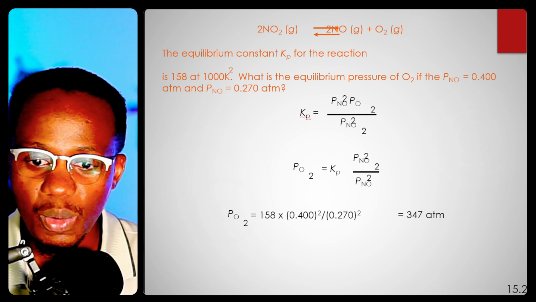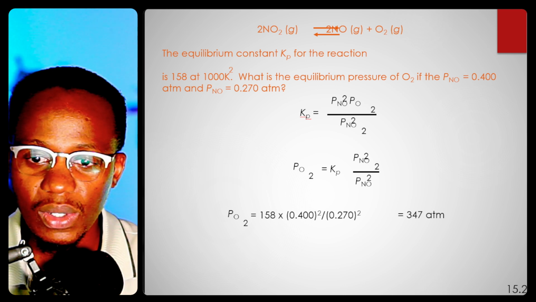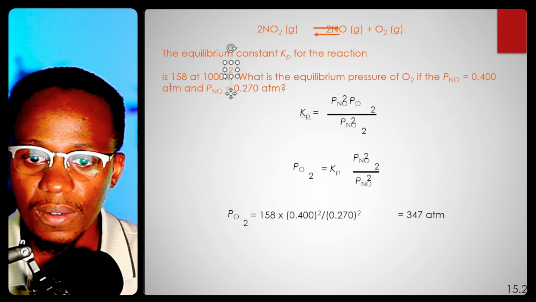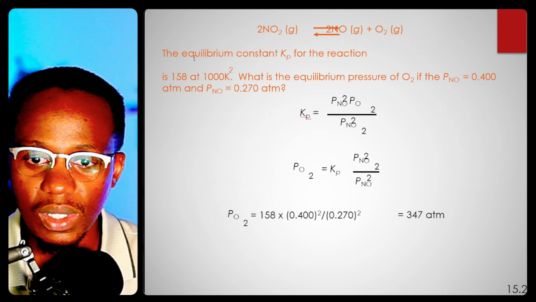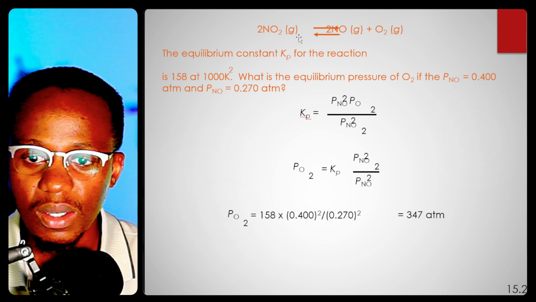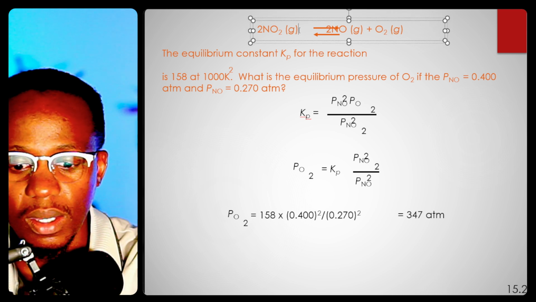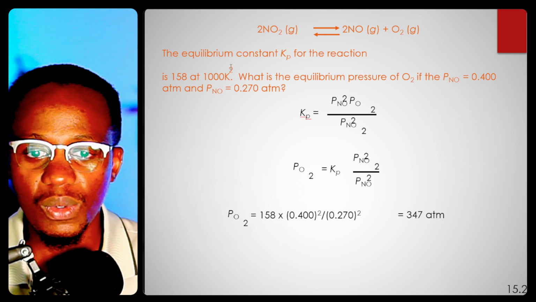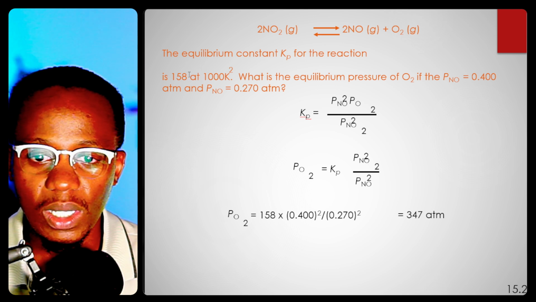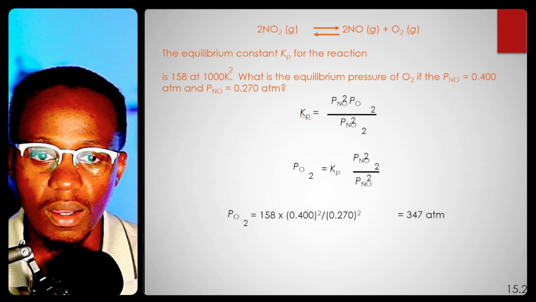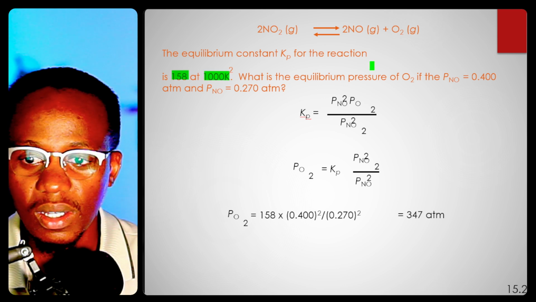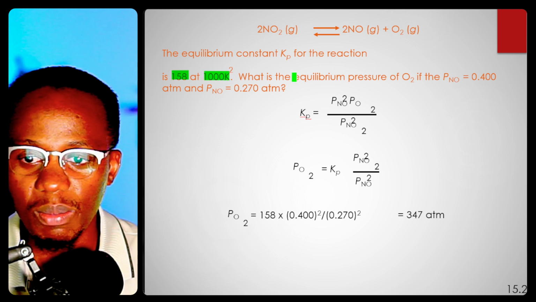You can also use partial pressures. Here they can give you the equilibrium constant Kp, the temperature, and then they are asking you for the equilibrium pressure of O2.